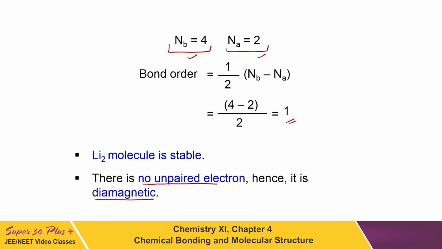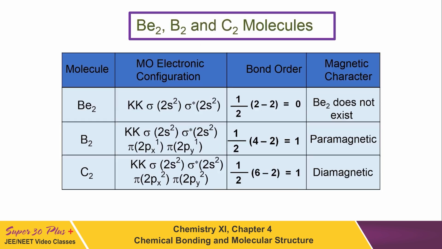So Li2 molecule is stable because the bond order is 1, but it is diamagnetic. This is also a kind of drawback of molecular orbital theory, because according to the MOT, bond order of Li2 is 1. So it is stable theoretically, but in real life you will never see Li2 molecule. Its existence is proved by the MOT, but in the practical situation, it does not exist. This is one of the drawbacks of molecular orbital theory.